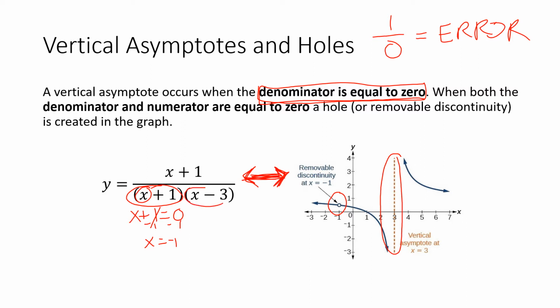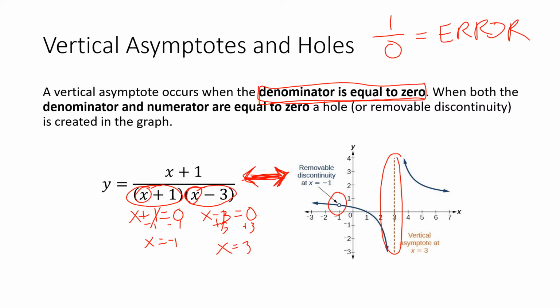Same thing is true with the other factor, x minus 3. Set that equal to 0. So here I would add 3 on both sides. I end up with x equals 3. Plug it in. If you plug in 3 minus 3, you get 0, and you can't divide by 0. That's going to create something weird on the graph.